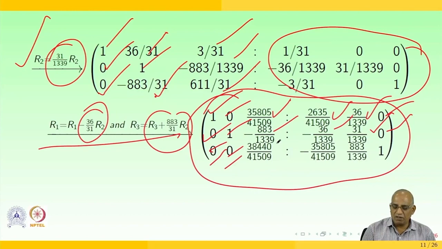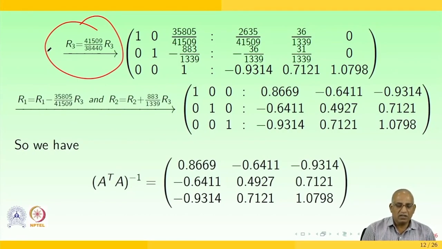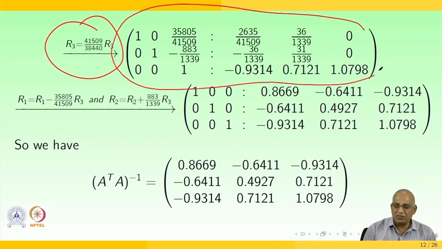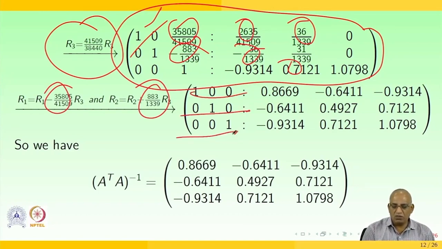38440 upon 41509, minus 35805 upon 41509, 1339883. So this is a 1. So when you apply this matrix to R3, that is 41509 upon 38440 times R3, which turns out to be a matrix of this form. If you look at this matrix, it is 1, 0, 0, 1, and these are all very small values. This is also a small value, right? And again you apply this factor, you end up with 1 0 0, 0 1 0, 0 0 1.